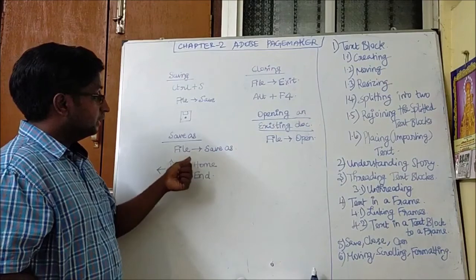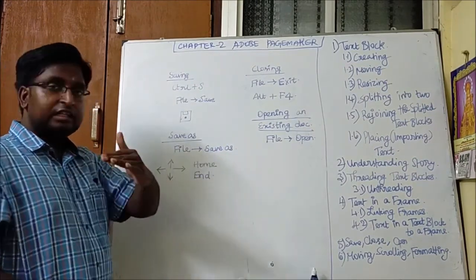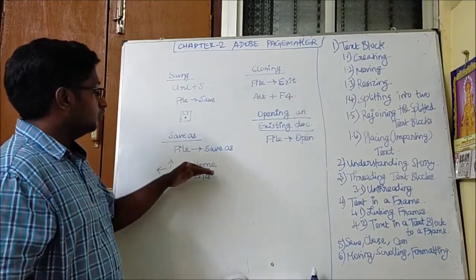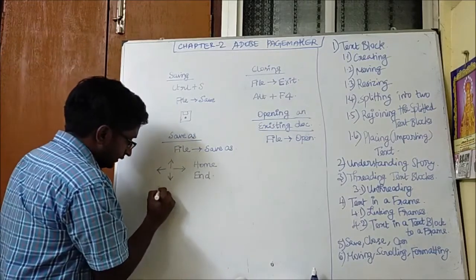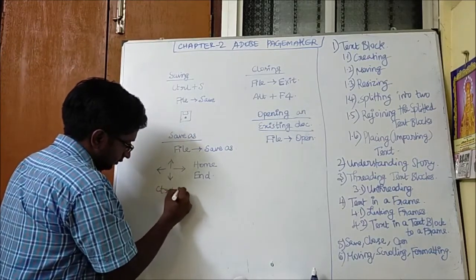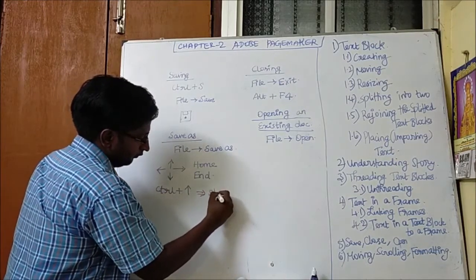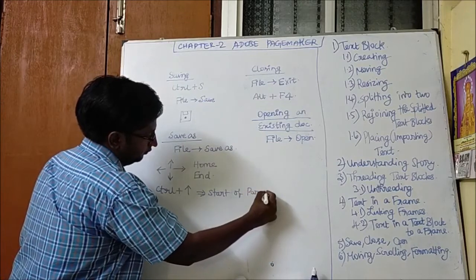Whereas when you simply press the Home key, it will go to the start of the line. When you press Control plus Home, it will go to the start of the document. Control plus up arrow goes to the start of the paragraph.